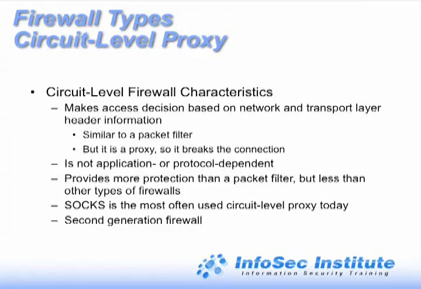Okay, packet filtering, again, first generation firewall. It's going to be based off ACLs, very similar to a router. Okay, circuit level proxy makes access decisions based on network and transport layer header information, similar to packet filter, but this is not application or protocol dependent. It provides more protection than packet filter, but less than other types. There's also SOCKS, which is the most used circuit level proxy today.